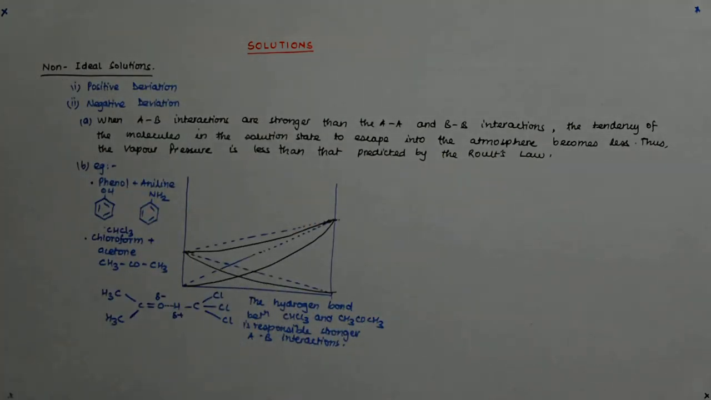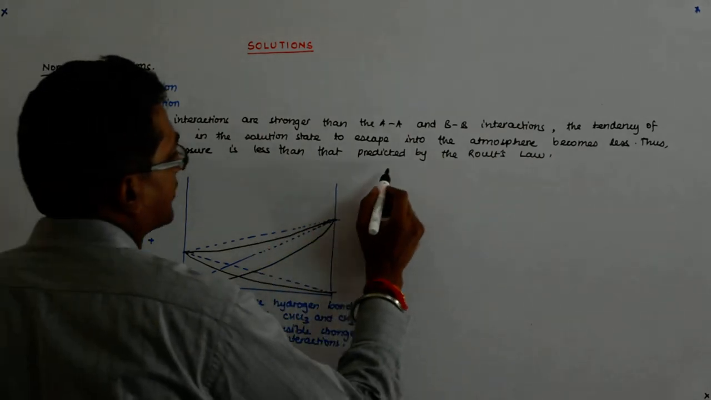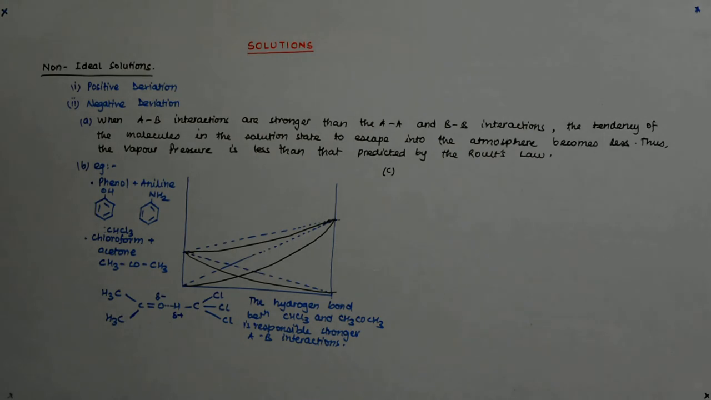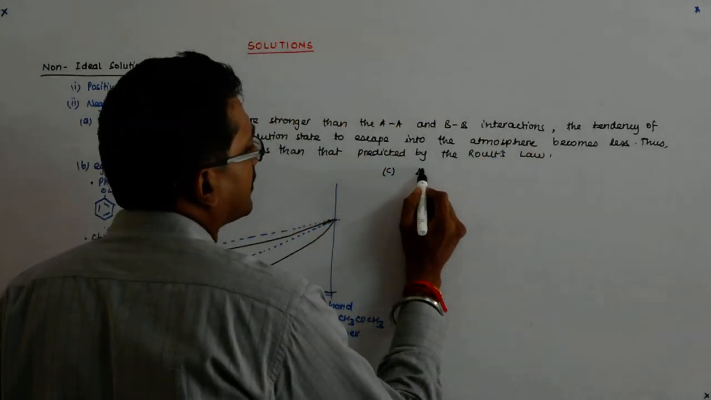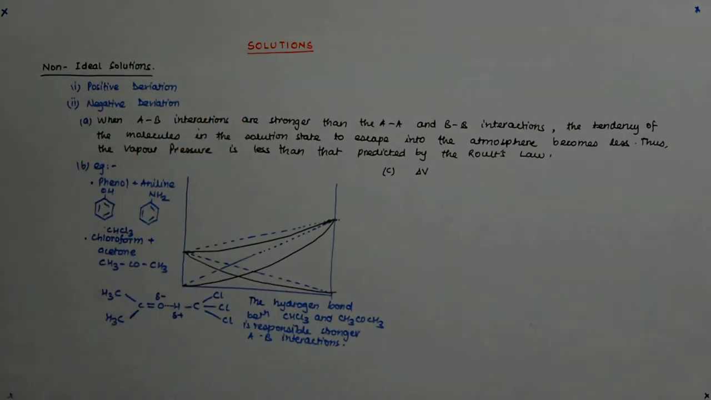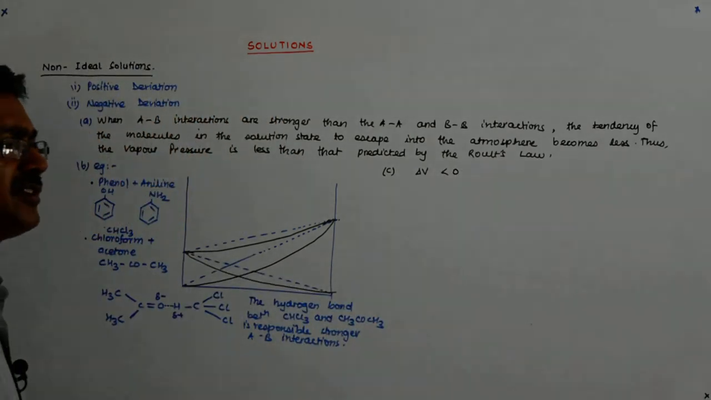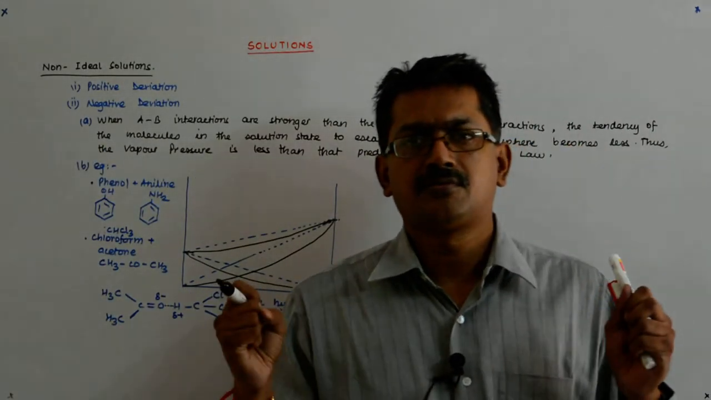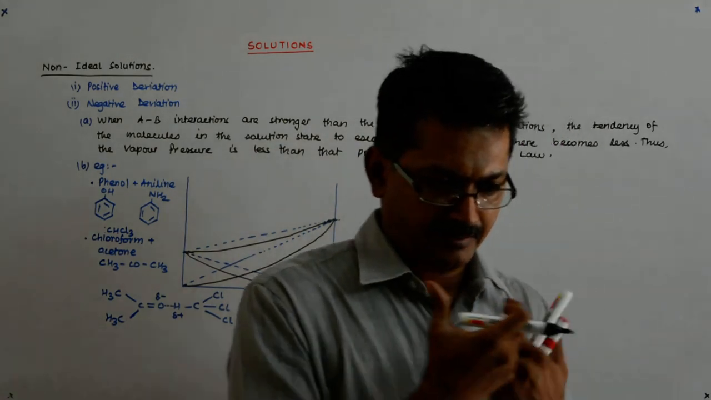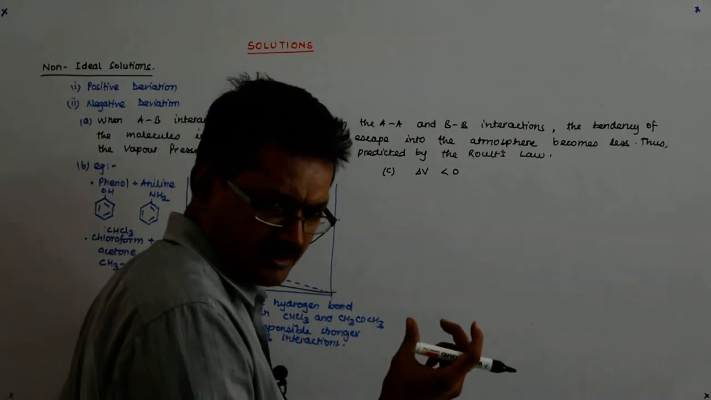Fine. Now, what is going to happen as a result of that? So, I come to point C. What is going to happen? If the bonds are stronger, what do you think will happen to delta V? It will be less than zero, right? The final volume will become lesser than the sum of the initial two volumes. Why? Because of the tightening of the molecules, right? They pull each other more strongly, so the volume will shrink.